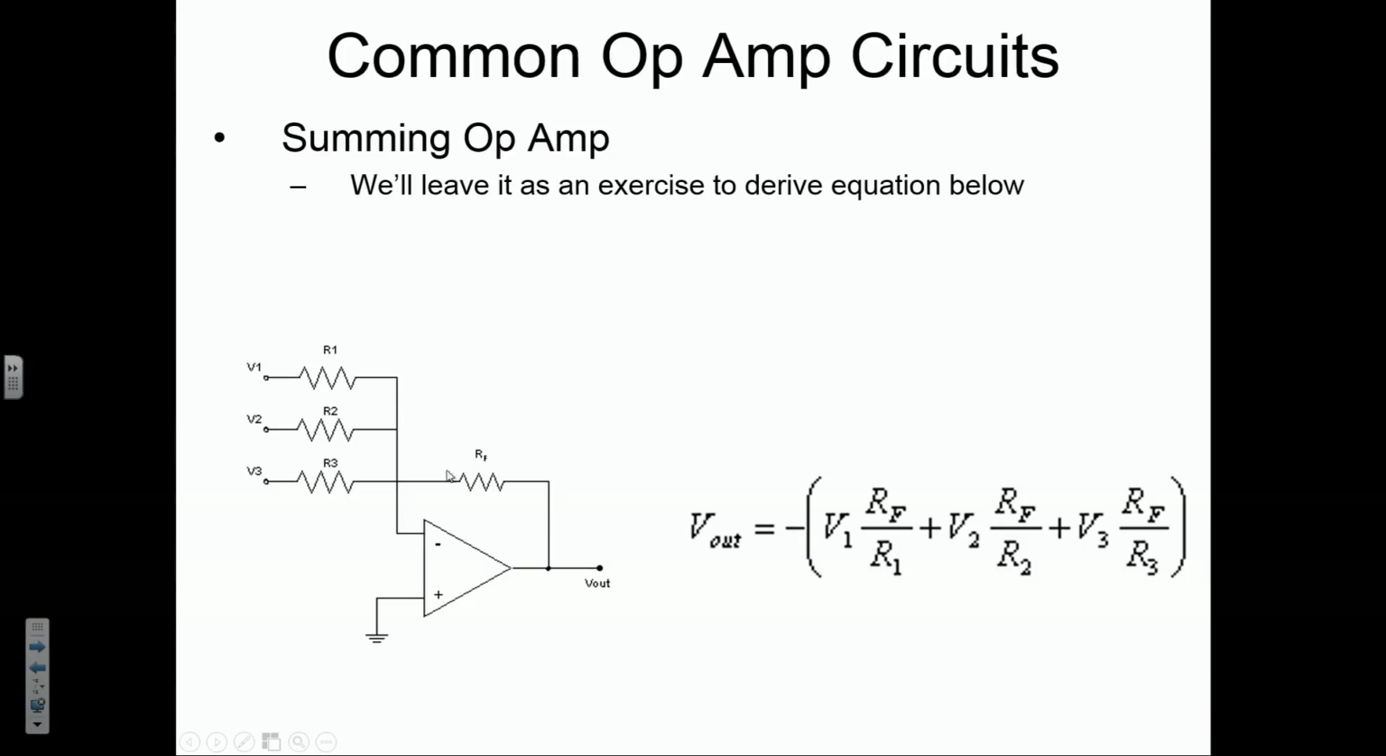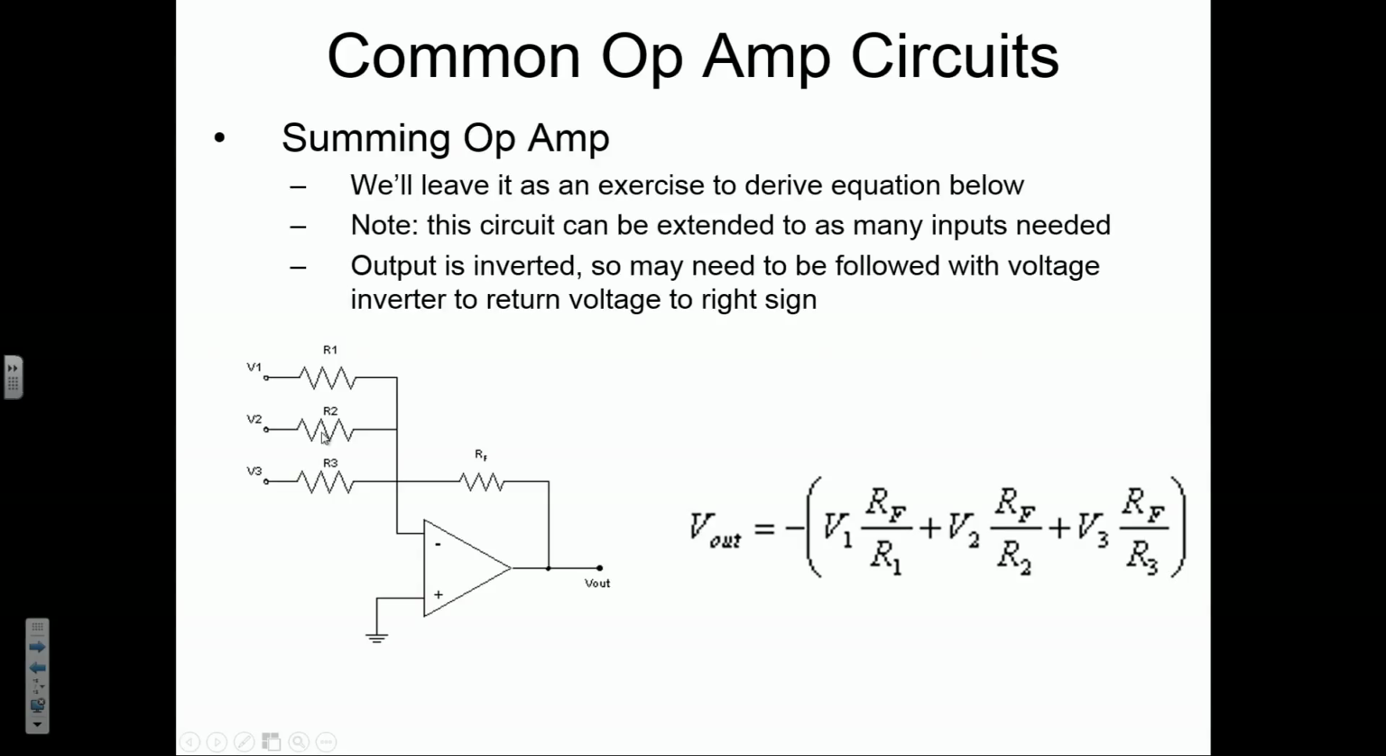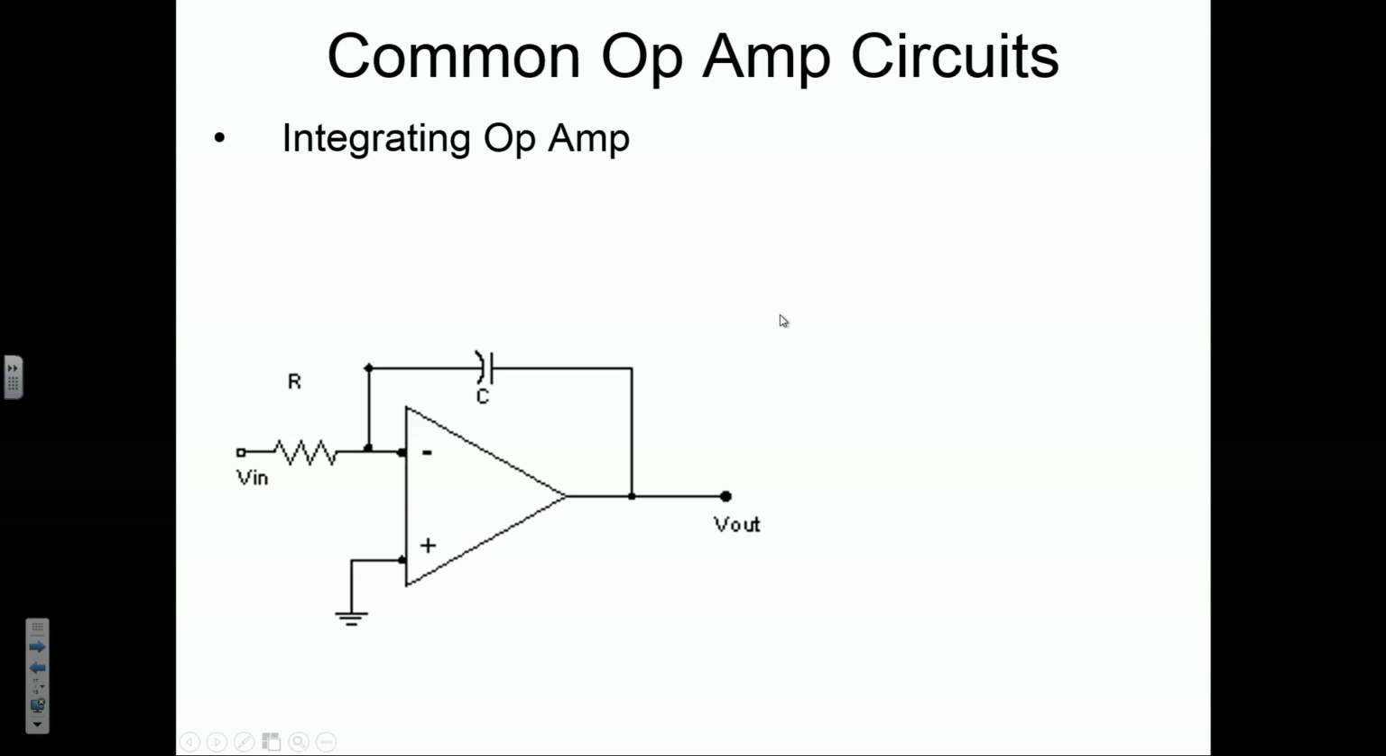Of course, you need to know what your reference voltage is, and of course you need to account for the negative sign in front of this on the inverting terminal. But it's a nice summing op-amp, and it's not limited to 3. You can put more than that, as many inputs as you need. Again, the output is inverted, so you may want to use a voltage inverter to return the voltage to its right sign. And that would be the one that we considered right after the voltage follower, where you just put the input into the inverting terminal and the non-inverting terminal is connected to ground.